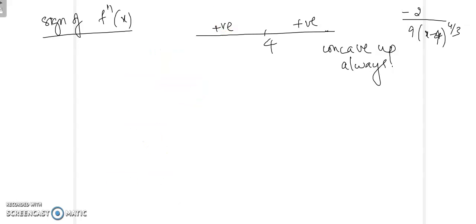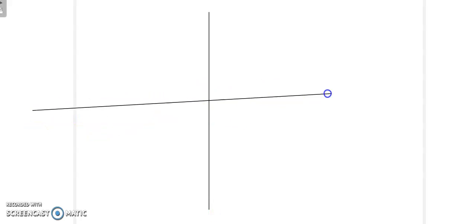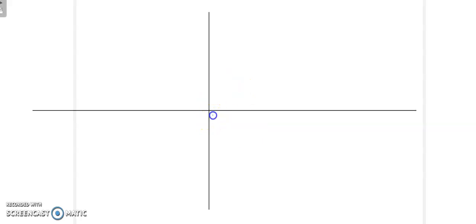So those are the conclusions, and let us draw the graph. So let us mark the points: 0, 1, 2, 3, 4, and then minus 1, minus 2, minus 3, and 1, 2, 3. And let us draw the intercepts first. One intercept is (4, 0), and the other intercept is (0, 2.5).